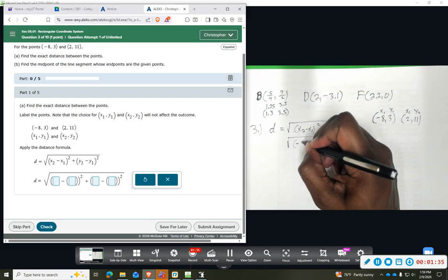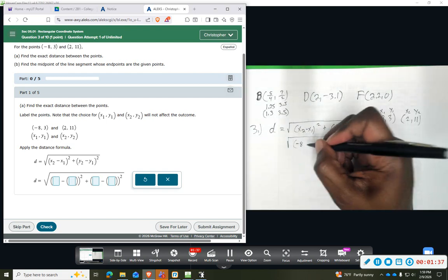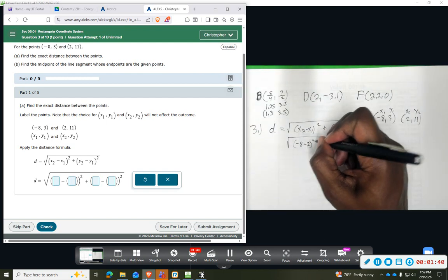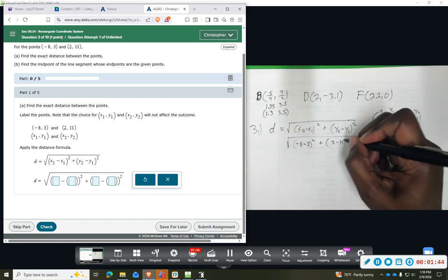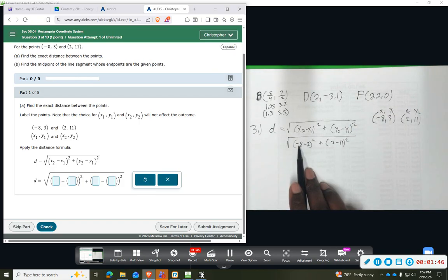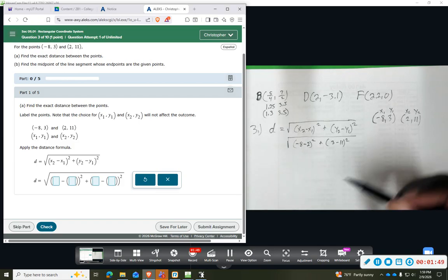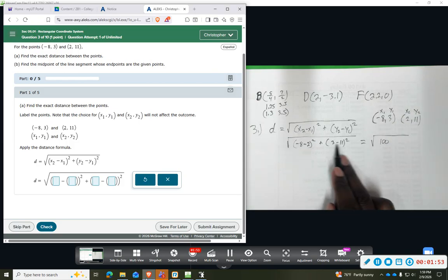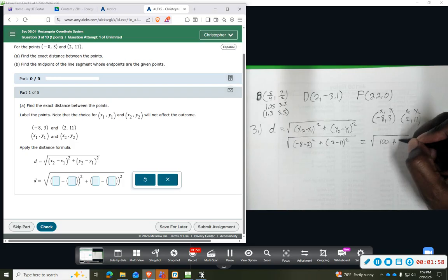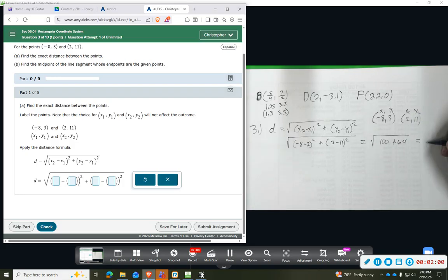I'll say -8 minus 2 squared, and then 3 minus 11 squared. This is going to be a -10. 10 squared is 100. And this will give me a -8, and 8 squared is 64. So we get square root of 164. And we're going to simplify the radical for exact answer.